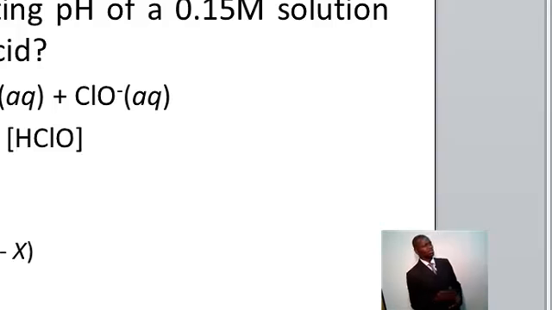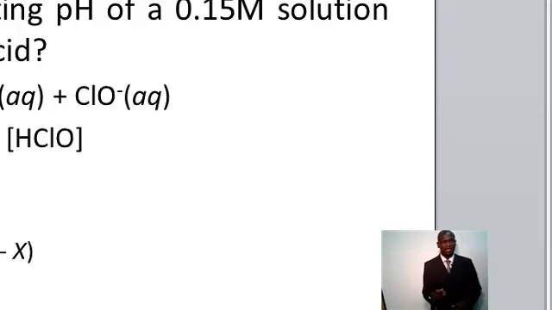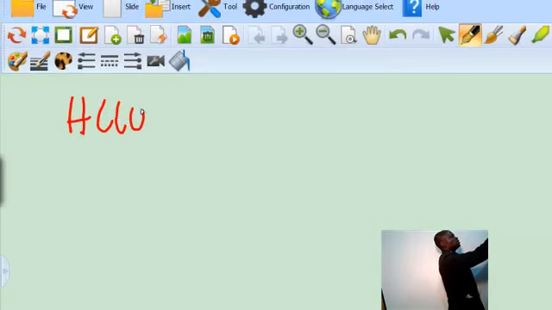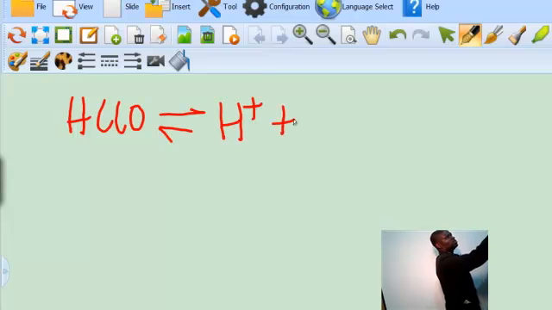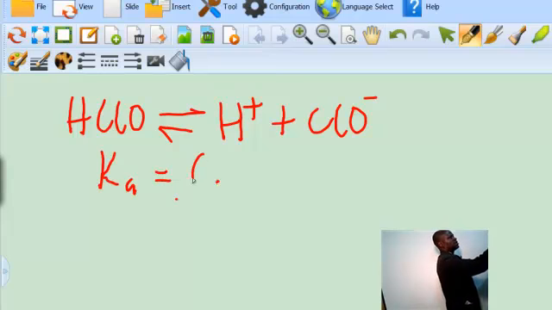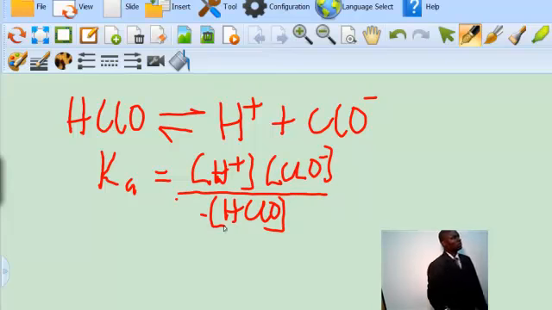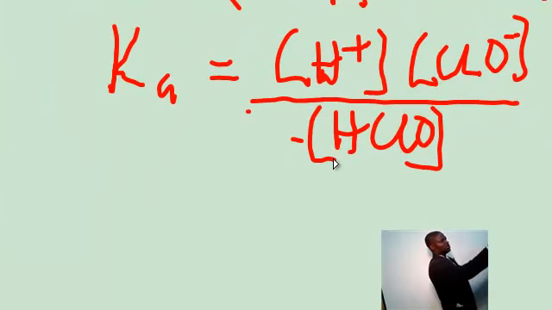Now, indicating H plus to be X and ClO minus to be X, let me quickly say this: HClO, when you dissociate, we have H plus and ClO minus. Earlier, I said this becomes H plus times ClO minus divided by HClO. We have indicated the hydrogen ion to be X, ClO minus to be X.